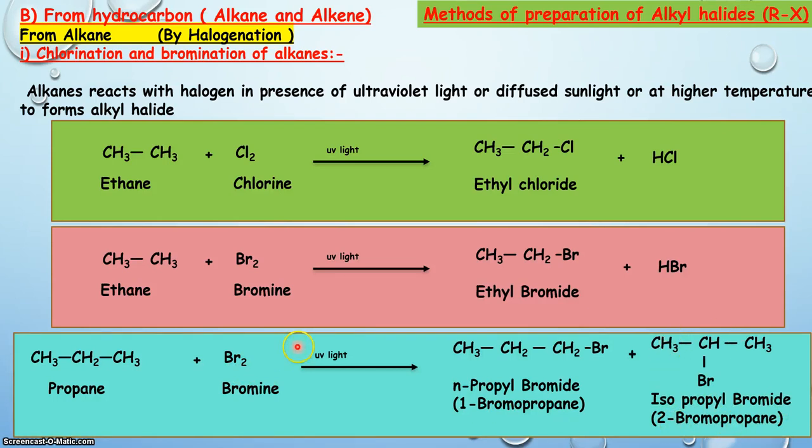Students, this halogenation follows a free radical mechanism. Here in case of propane, a mixture of two isomeric products is formed even when a mono substitution is carried out. During this halogenation process, more than one hydrogen can be replaced by halogen and we will get different kinds of halogen derivatives.